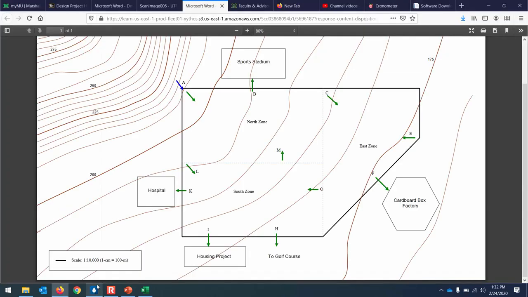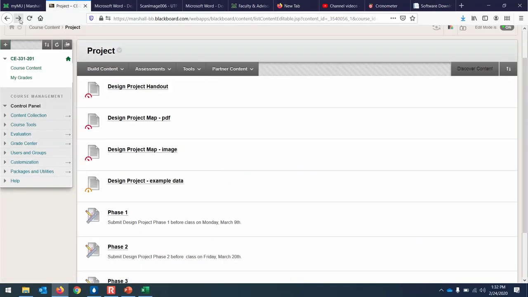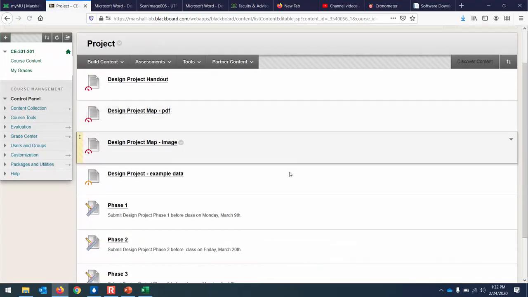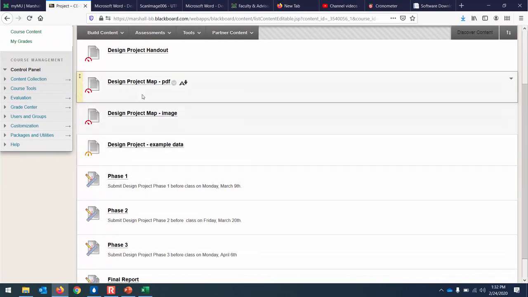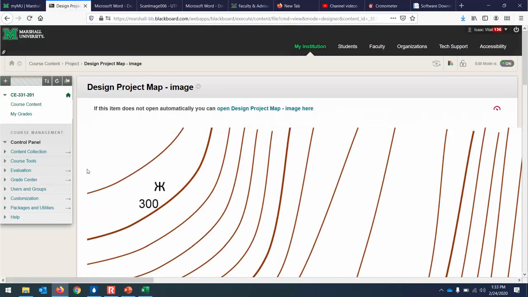And hopefully today we'll have some time to go through setting up a network on there. One of the resources in this folder, there's a whole folder of information related to the project. So here in the project folder, one of the things is a map. There's a PDF of the map, and then there's also a JPEG. And if you just click on the JPEG, it'll open it in the browser.